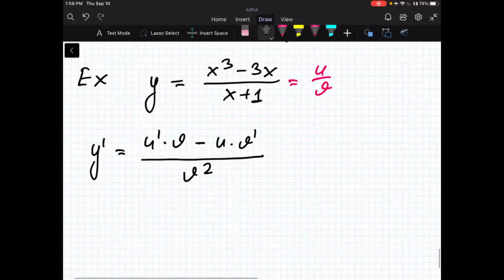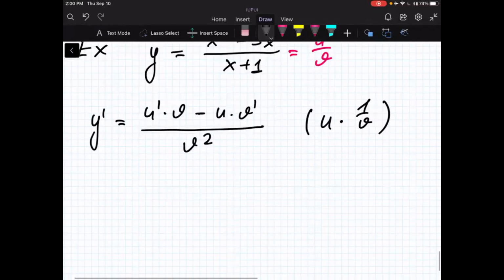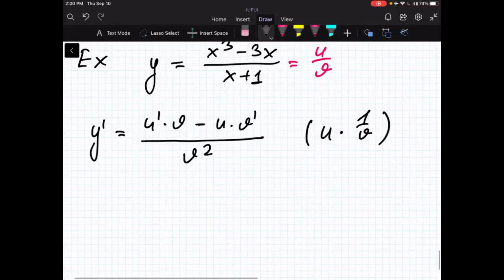Yes, and in some sense it is a product rule for the functions u times 1 over v. But the derivative of 1 over v is minus 1 over v squared, and this minus changes the sign. But this is a small comment, you don't need to think about it once you get the formula and you remember it.